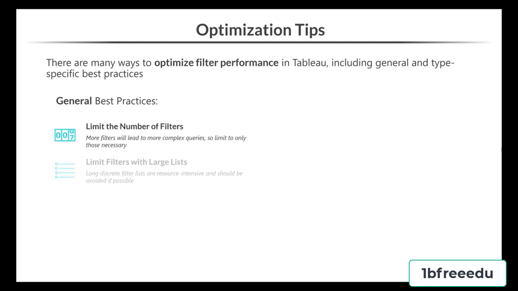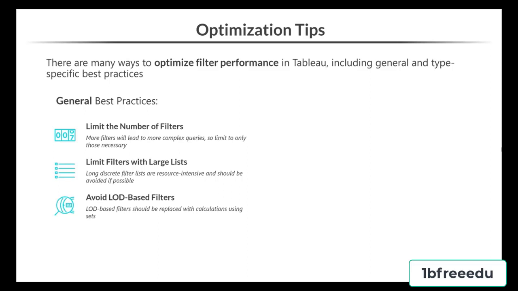You should also try and limit filters with large lists. Discrete filters with large lists of values can be resource intensive for Tableau to process, especially in combination with other filters. Tableau will need to query the entire source to populate a unique list for the dimensions in question. Try using other types of dimensional filters like custom value lists or wildcard matches instead.